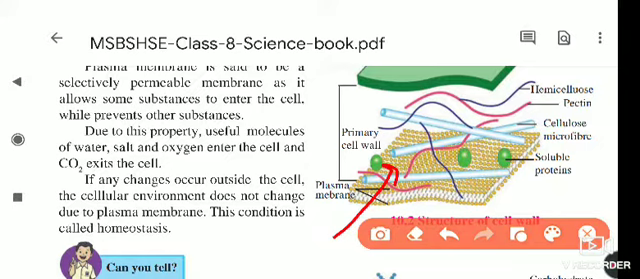Due to this property, useful molecules of water, salt and oxygen enter the cell and CO2 exits the cell.